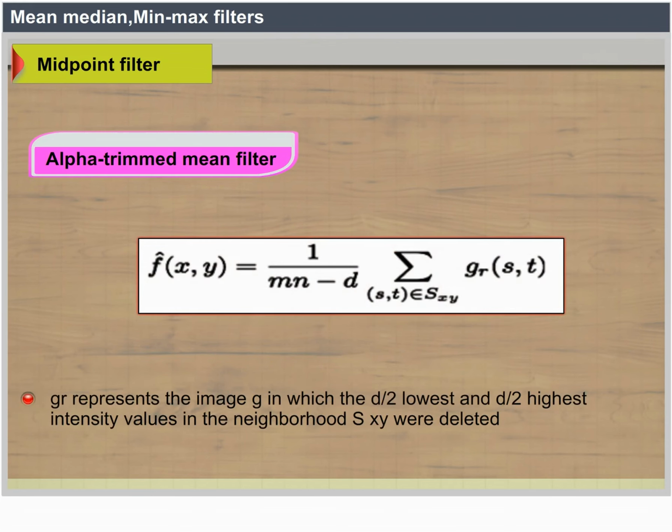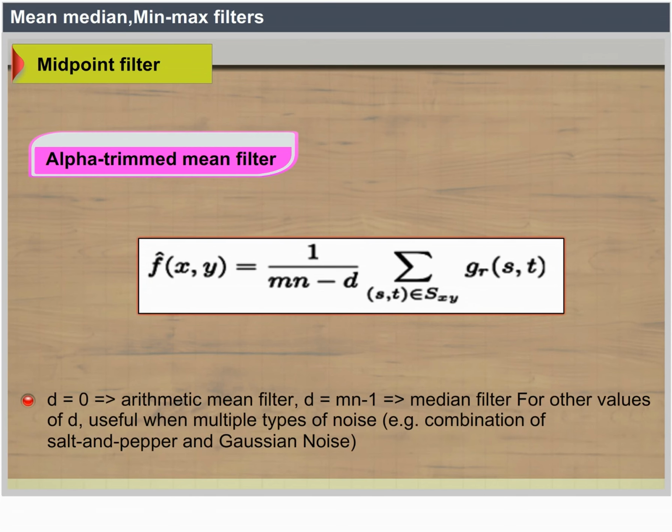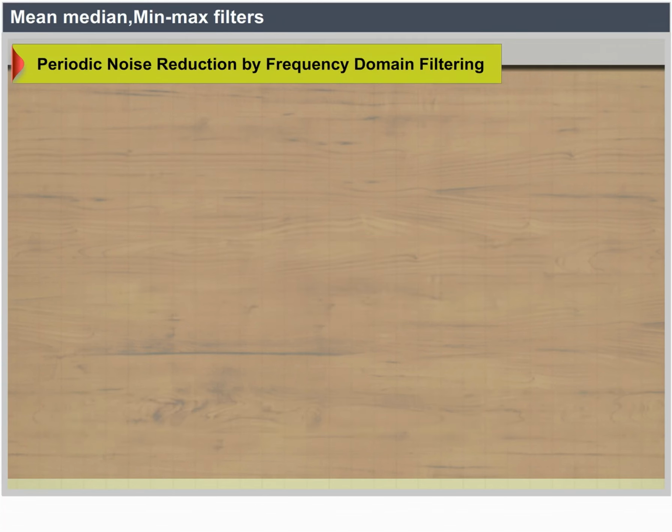Periodic noise reduction by frequency domain filtering. Periodic noise appears as concentrated bursts of energy in the Fourier transform at locations corresponding to the frequencies of the periodic interference. Approach: use a selective filter to isolate the noise. Band reject filters, band pass filters. Notch filters reject or pass frequencies in predefined neighborhoods about a center frequency.